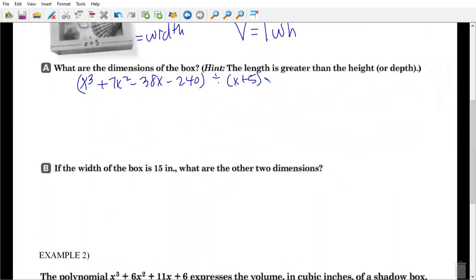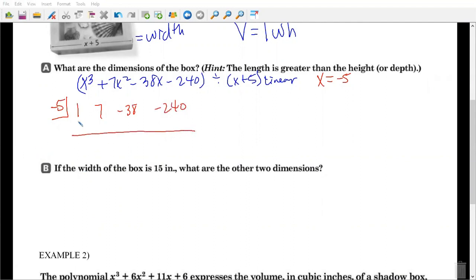The reason why is because this is a linear divisor. So when possible, I choose synthetic. If you're a long division person, by all means, use long division. X plus 5 means that my x equals -5. So in my house goes -5. My coefficients are 1, 7, -38, and -240.